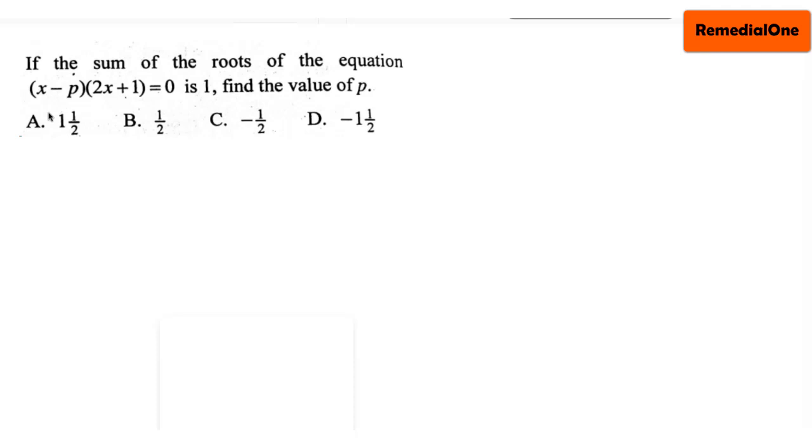If the sum of the roots of the equation (x minus p) times (2x plus 1) equals 0 is 1. So here they are telling you that when you get your solutions or the zeros, that's the same as the roots. When you add them up, you have to get 1. We have been given the factored form.